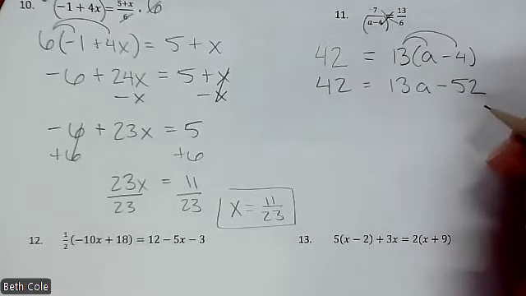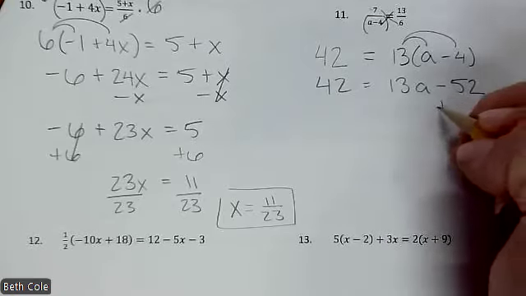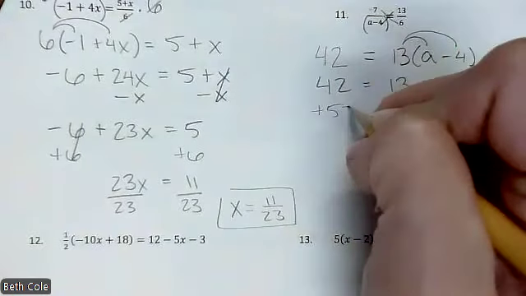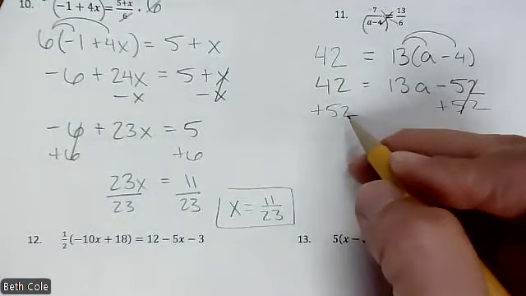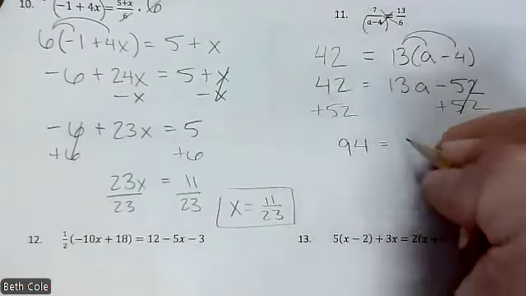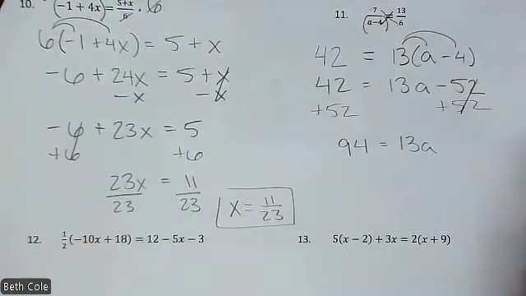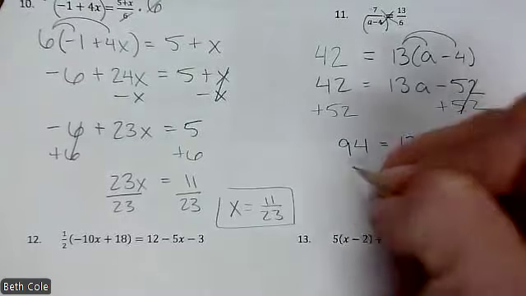Are you guys with me back then? Plus 52. Plus 52. Do you see how I lined it up? You guys stay quiet, we'll get done with this. You can get your classwork done and not have homework. That is 94. Good job. Equals 13a. And your last step is divide by 13.